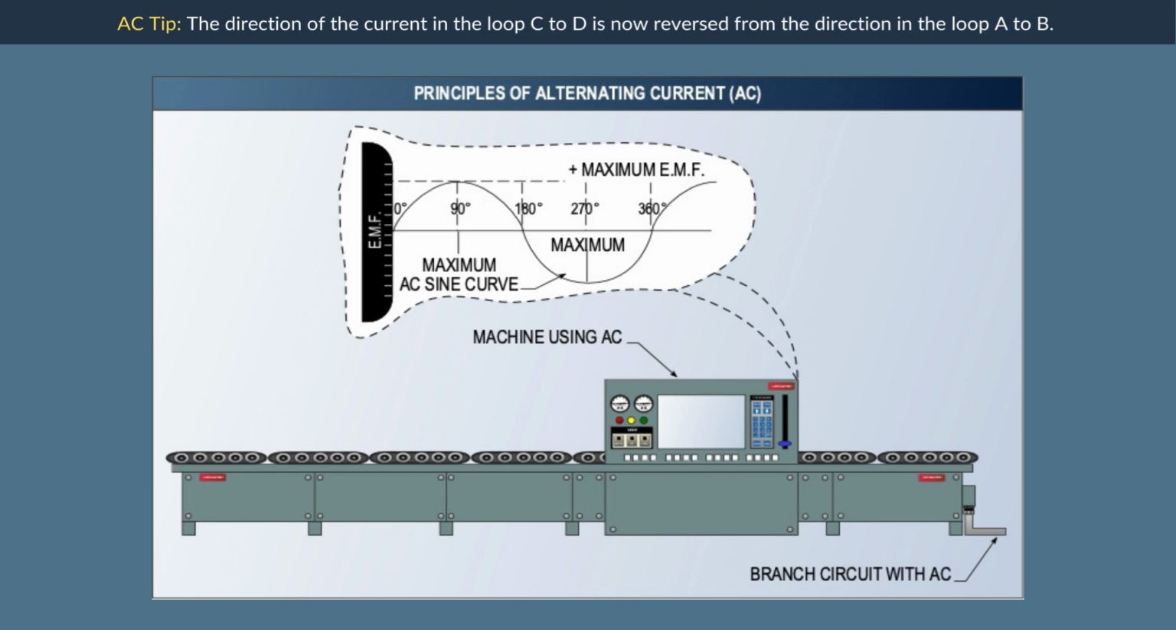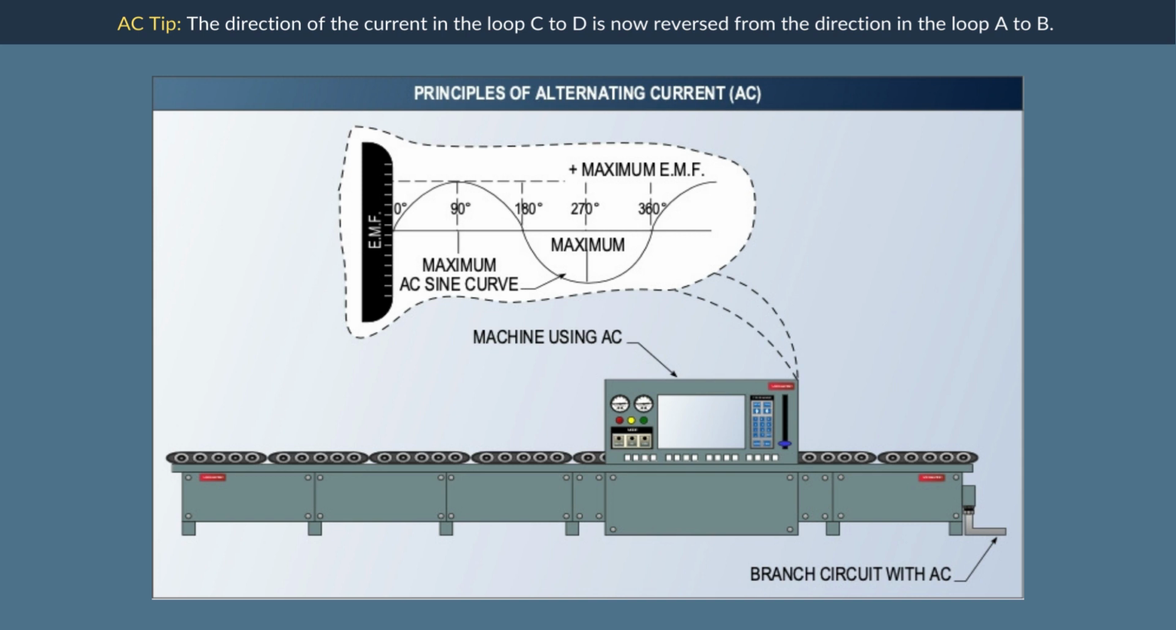The value of the alternating current is 0 at 0 degrees, maximum in one direction at 90 degrees, 0 at 180 degrees, maximum in the opposite direction at 270 degrees, and 0 at 360 degrees. For practical purposes, the values of an alternating current may be considered to follow the sine curve.